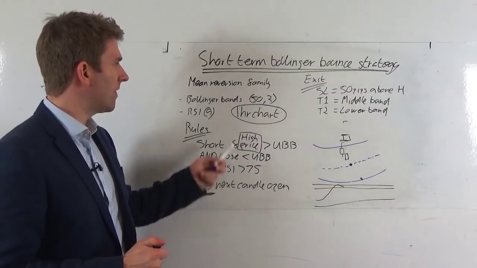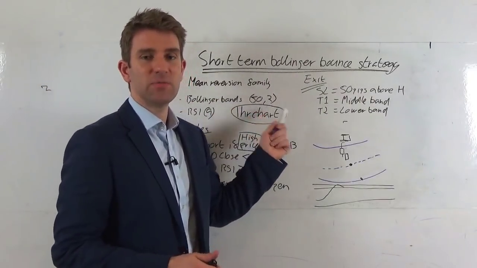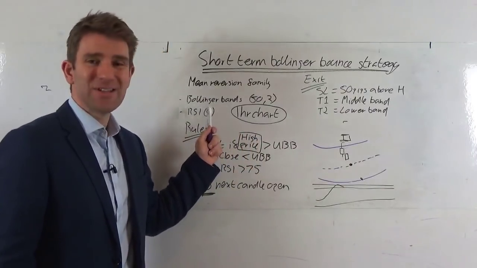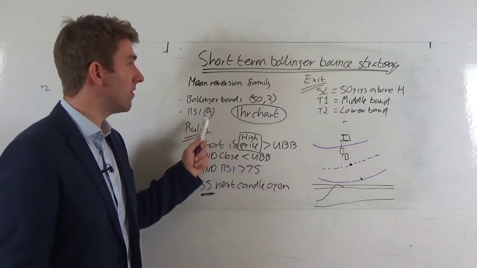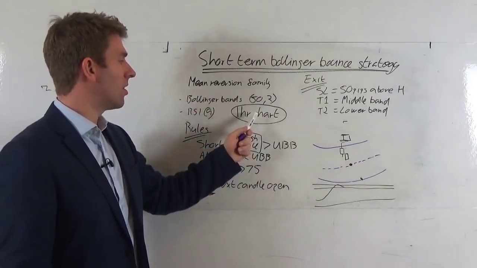Okay guys, that's an interesting strategy. Let me know how you get on with it. It's a mean reversion strategy. Don't forget you're on a 50 period, not a 20, which is normally default. Don't forget your RSI is on a 9. It's normally on a 14 as default from the charting software. And you are on a 1-hour chart.